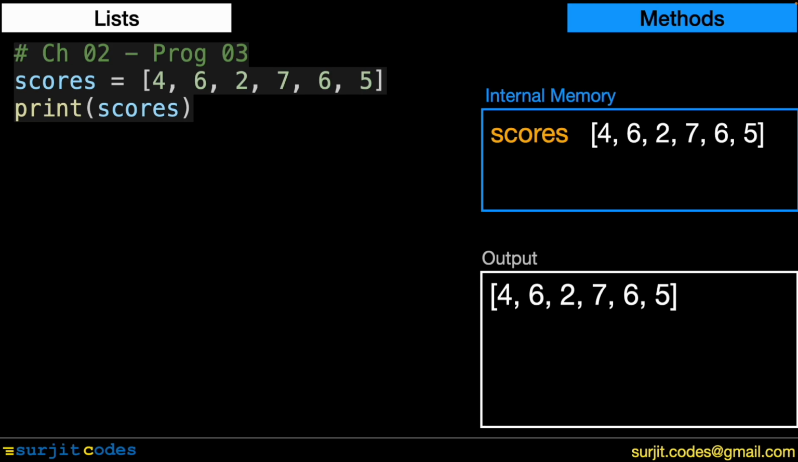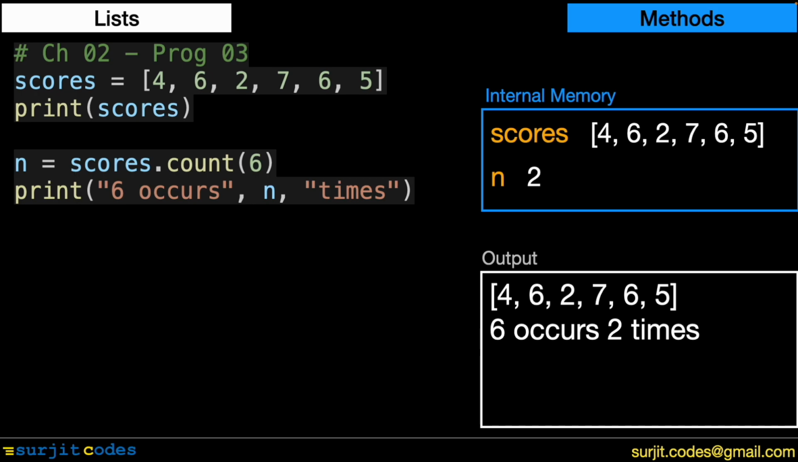Consider the list scores. One such method for lists is count, which counts the number of elements of the list which have a given value. Note that we invoke methods by writing a dot between variable of the class and the method. We must write a pair of parentheses after it even if there is no parameter present in the method. Count 6 gives the number of times 6 occurs in scores. We save it in n and print it.